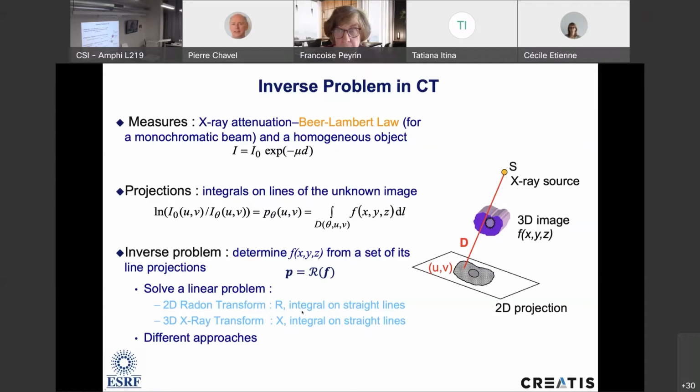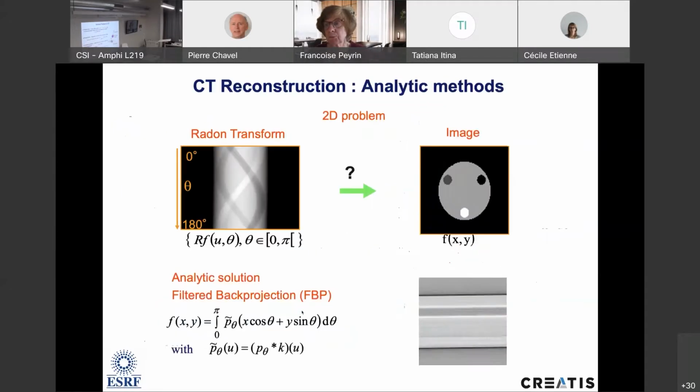So because I do not have too much time, I will not go too much into detail in the theory of image reconstruction, but I will show you the different classes of methods. The first class of methods are called analytic or analytical methods. I will explain it in 2D.